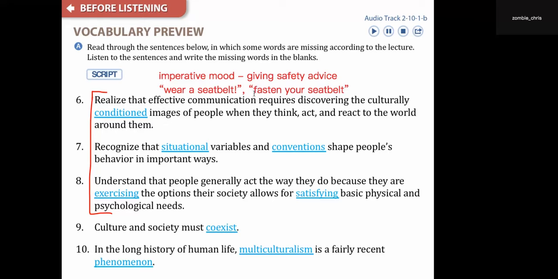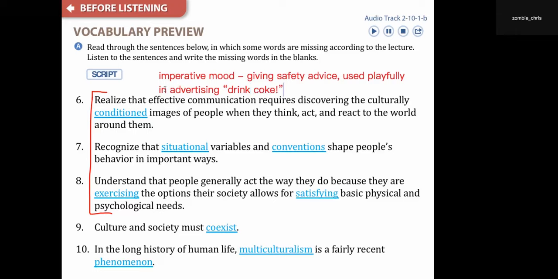So if you want to ask politely, you would say, could you fasten your seatbelt? Please make sure that you wear a seatbelt. So there's a pronoun there. If we just say wear a seatbelt or fasten your seatbelt, this sounds aggressive, but it's important because it's safety advice. You may also find this used playfully. You will find it used playfully in advertising.